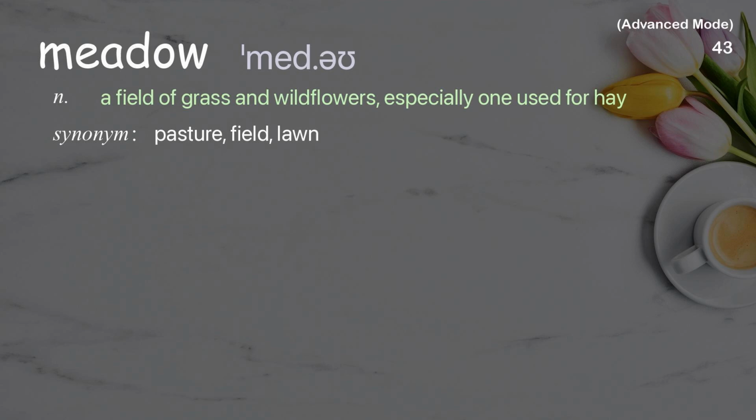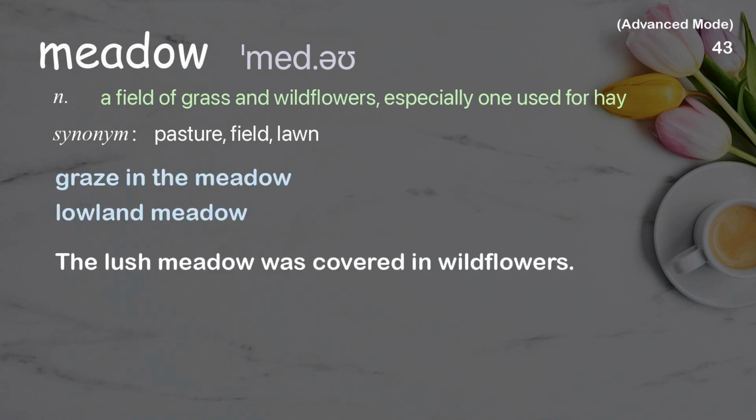Meadow. A field of grass and wildflowers, especially one used for hay. Examples: graze in the meadow, lowland meadow. The lush meadow was covered in wildflowers.